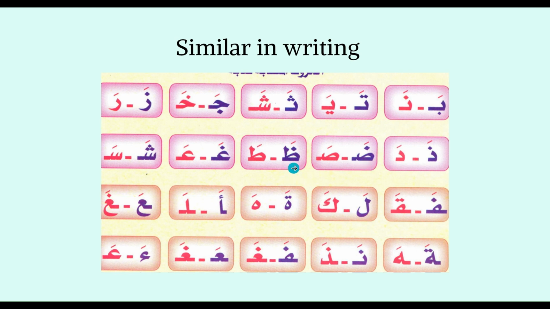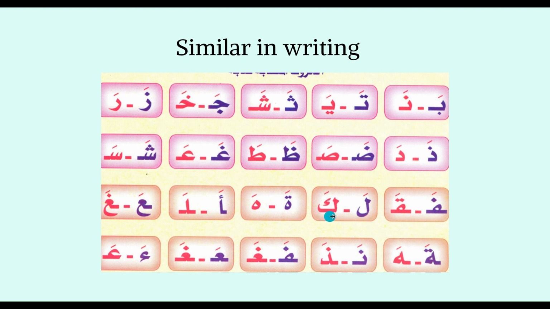We have Dha and Ta. You can say that these are two sisters. Ta and Dha: Dha has a dot, Ta has no dots. Ghain and Ain: Ghain with a dot, Ain with no dots. Sheen and Seen: Sheen with three dots, Seen with no dots. Fa and Qaf: Fa with one dot, Qaf with two dots.